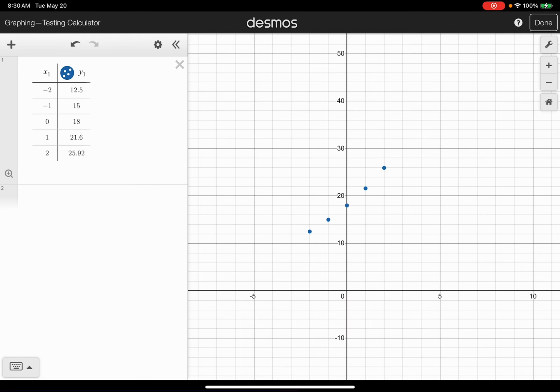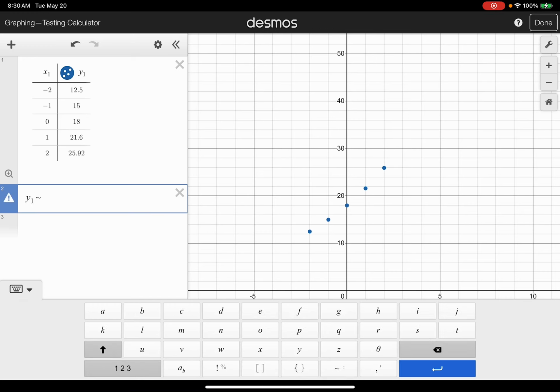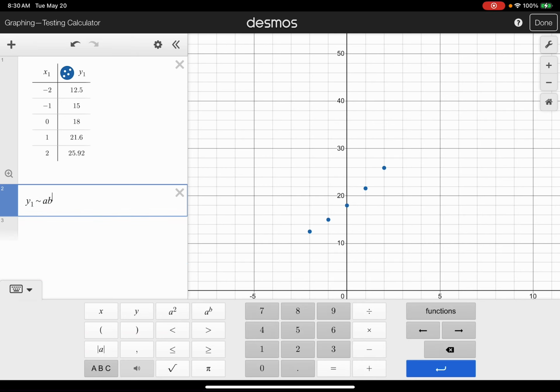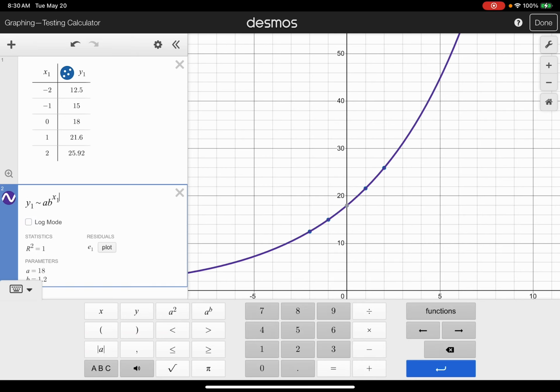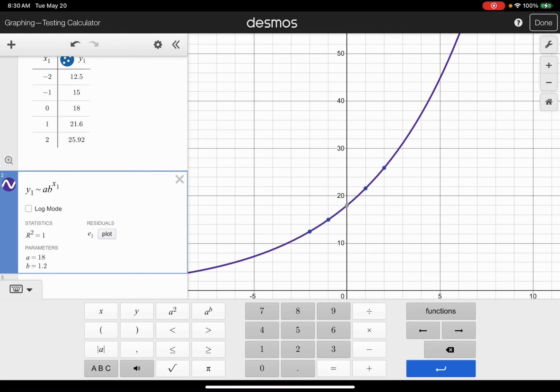It almost looks linear, right? But it's definitely got a slight curve to it. And so I'm gonna ask Desmos to figure out what exponential function best matches those 5 data points. So y1 approximately ab raised to the x sub 1. And as soon as I type that in, it looks like a perfect match curve, right? And you can tell that because of that r squared.